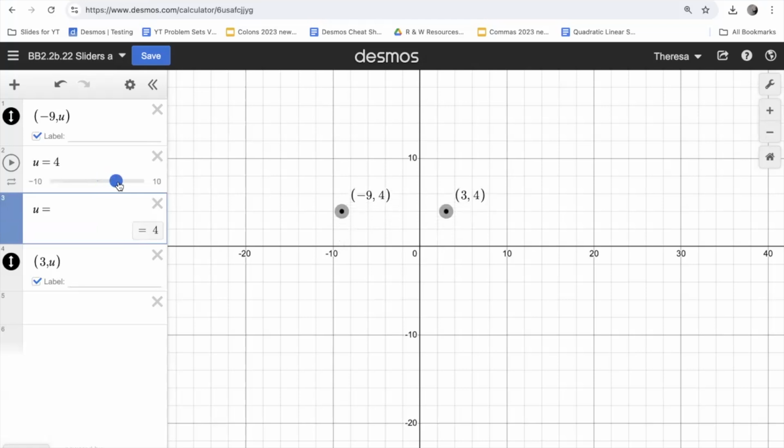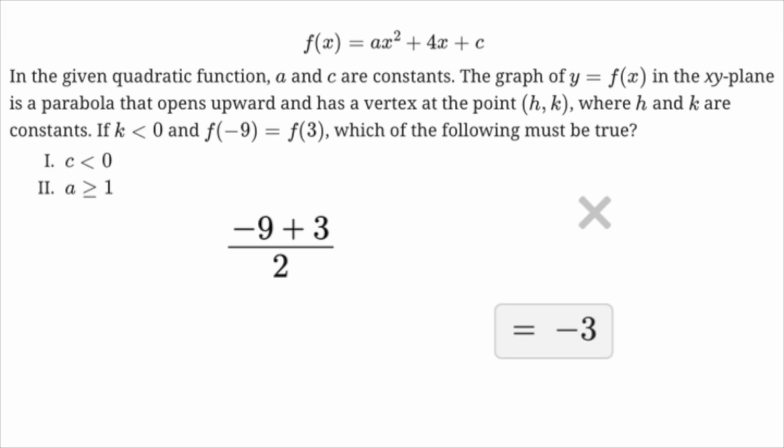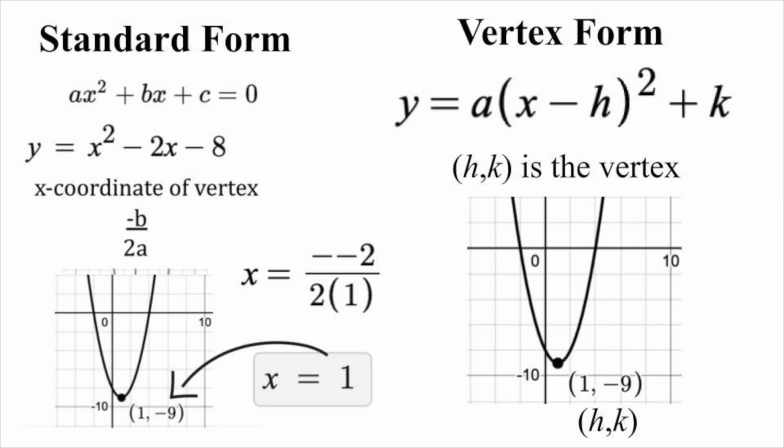That means that the x-coordinate of the vertex is the midpoint of negative 9 and 3, so we can average those values to find the x-coordinate of the vertex is negative 3. This question shows how important it is to understand all forms of a quadratic equation.